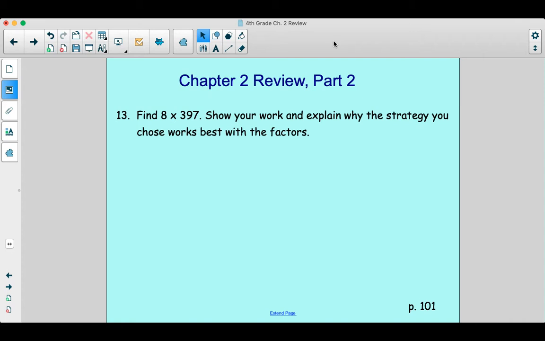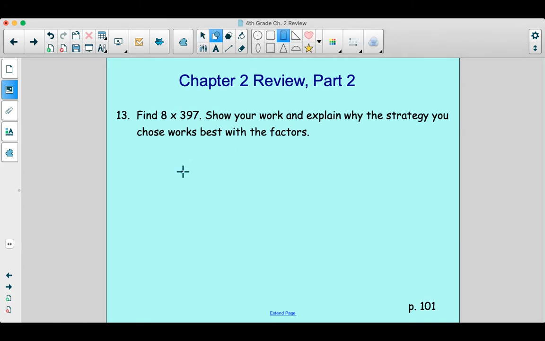So the question is, find 8 times 397, and we have to show our work and explain why the strategy we chose works best for us, or shall I say, the factors. All right, so I'm looking at 8 times 397, and usually what I would do is I like to break apart 397 into 390 and 7. But in this case, it's so close to a friendly number that I think I'm actually going to use that.